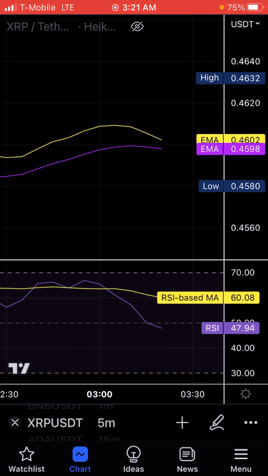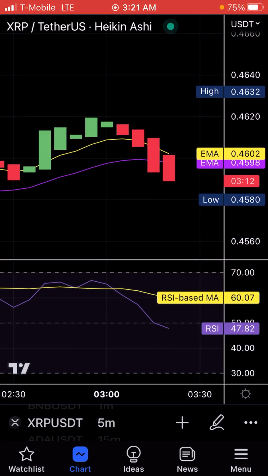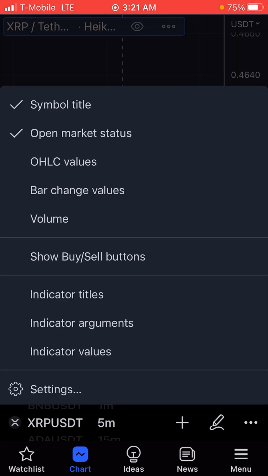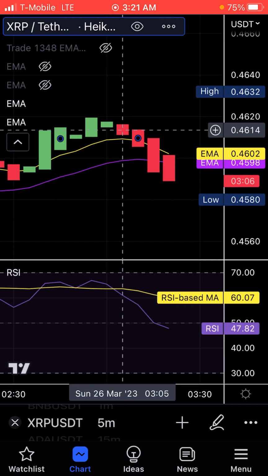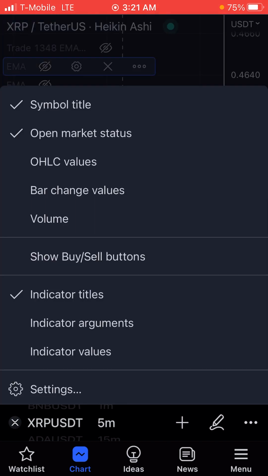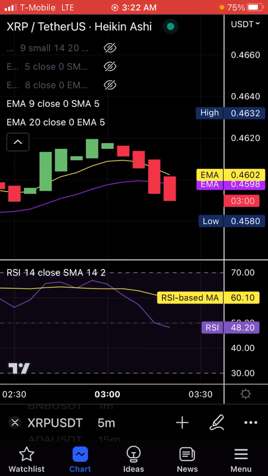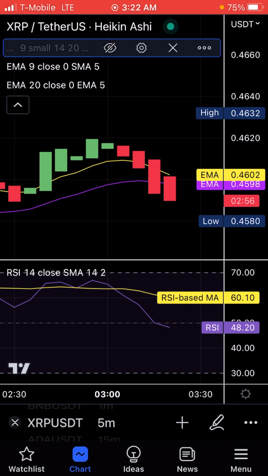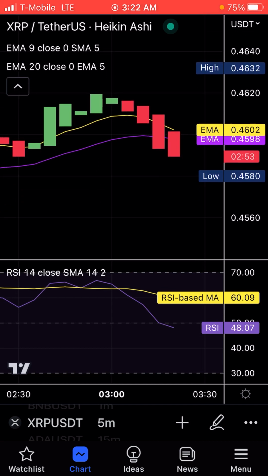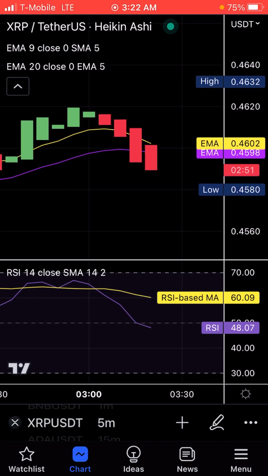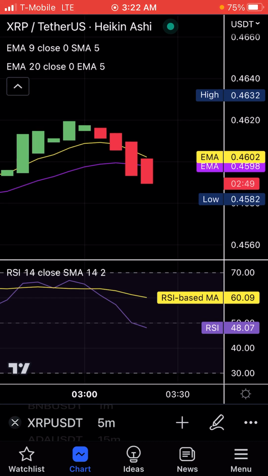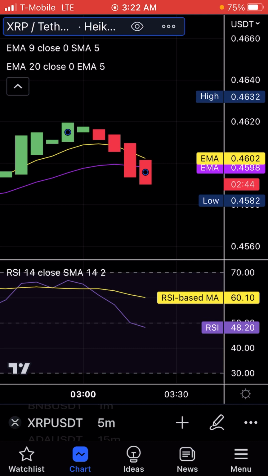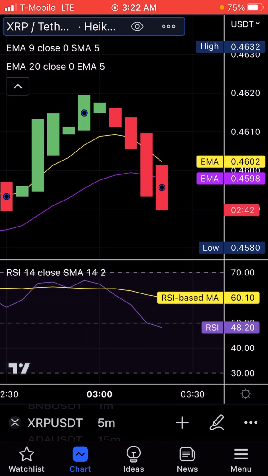Okay, so to set up the strategy, let me load up my EMAs. Here we go. Let's just get these on here real quick. The only ones you need are 9 and 20. The 9 I have is the yellow, and I may enter a trade while I'm making this video just to show you. I may not get the results, but I'll show you.